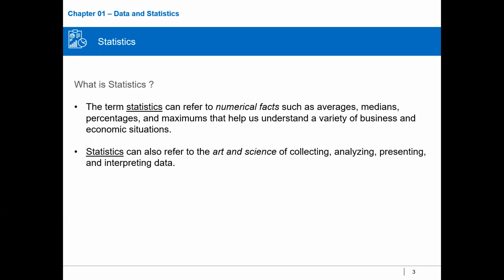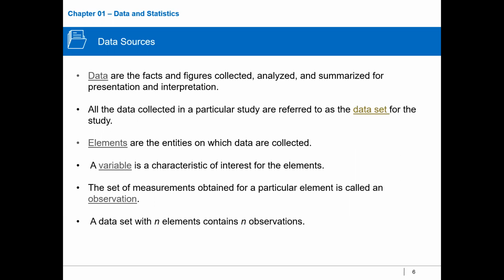Let's skip to this slide here. We'll talk about, on page 6, data sources. Data is facts and figures collected, analyzed and summarized for presentation and, most importantly, interpretation. All the data in a particular study refers to a data set. We have elements, which are entities we collect data about. We have variables, which are characteristics. And then we have a particular element known as an observation, okay?